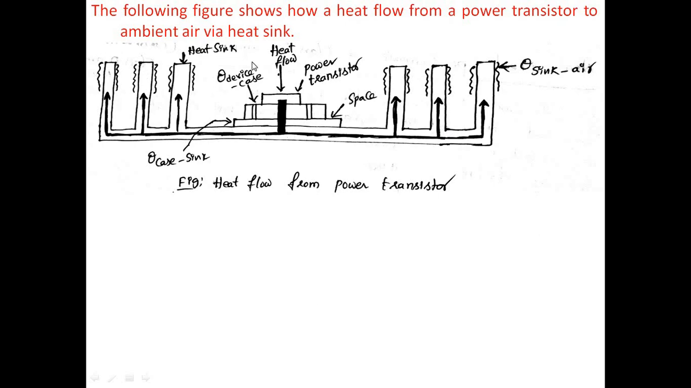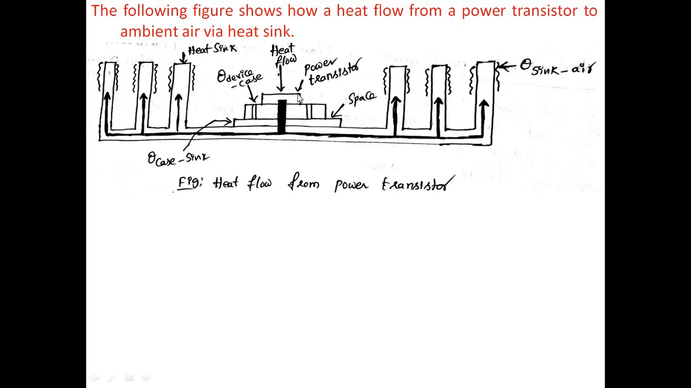Now this is the ambience, the outside. This entire thing is the ambience, the surrounding, where air flows, and this air can cool it down. This is the basic phenomenon we use to reduce the amount of heat generated in the power transistor, with the help of the heat sink.